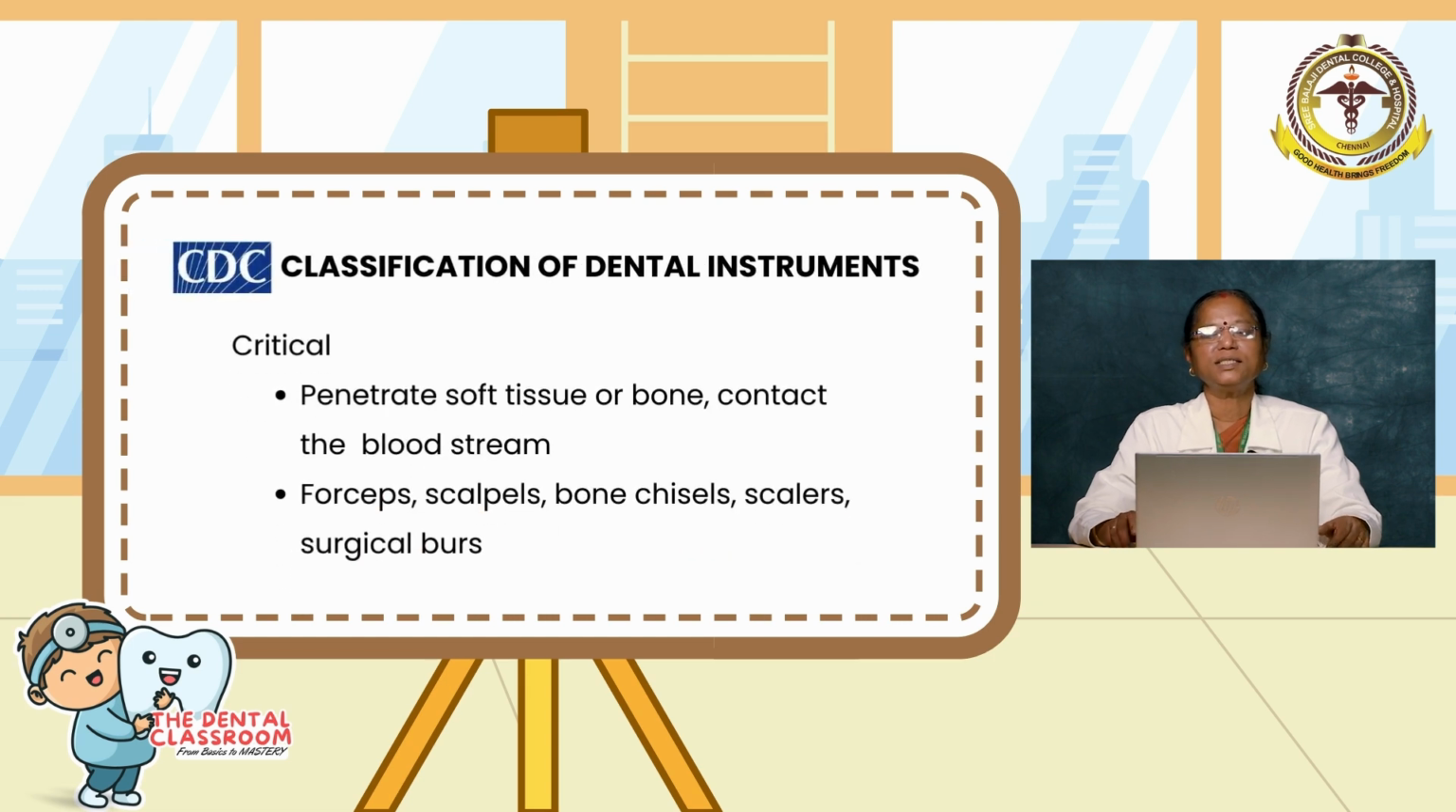The Center for Disease Control, this is pertaining to the dental fraternity, has actually classified the dental equipment into three categories. You have critical, semi-critical and non-critical. So what are the critical ones? The critical ones are the instruments which are capable of penetrating the soft tissue or bone, and they come in contact with the bloodstream. Examples are forceps, scalpels, bone chisels, scalers, surgical burs. So these are the examples of the critical items.